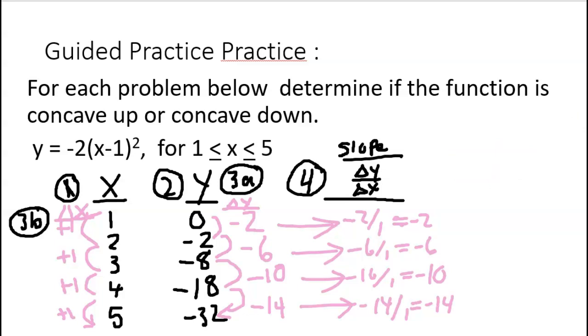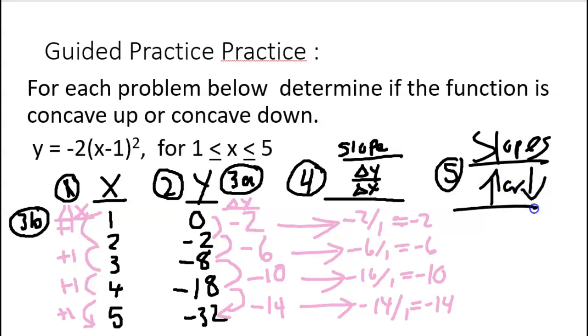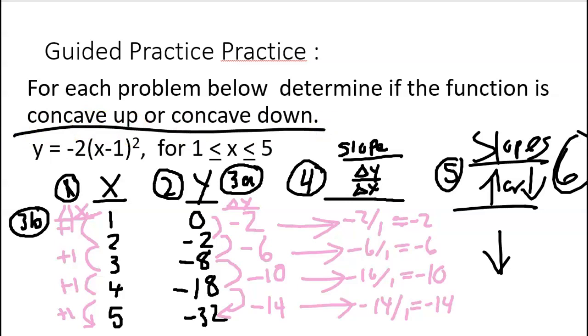And so step 5 is where you decide whether or not the slopes are increasing or decreasing. And in this case, the slopes are decreasing. And then finally, step 6, what would our conclusion be then? If the slopes are decreasing, is this graph concave up or down? And the answer is it's concave down. I'm just going to put C down. Okay? So that's a guided practice.